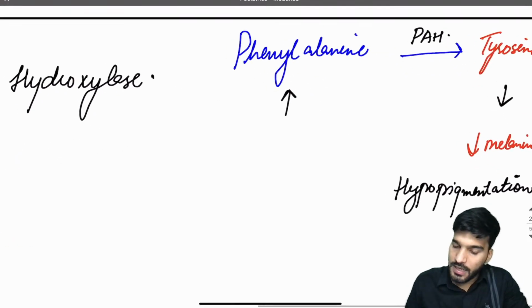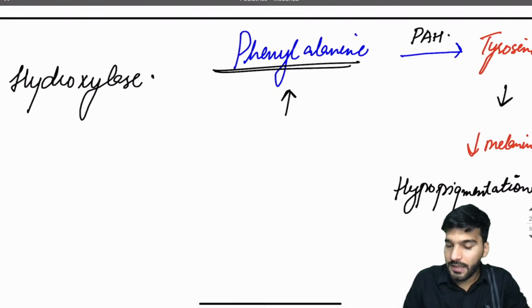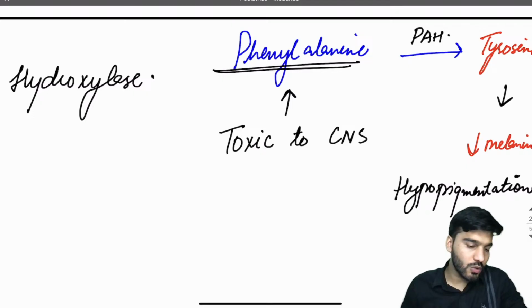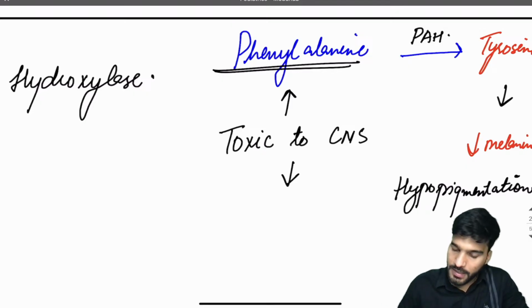And if there are increased levels of phenylalanine in the body, they are toxic to the CNS. So the child who is coming can have neurological manifestations.